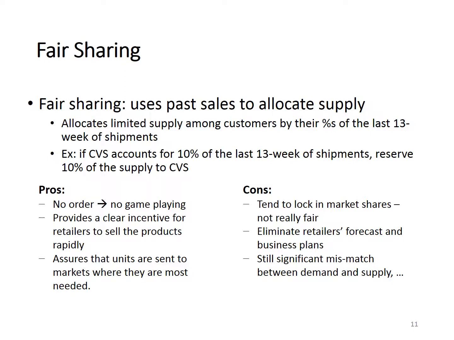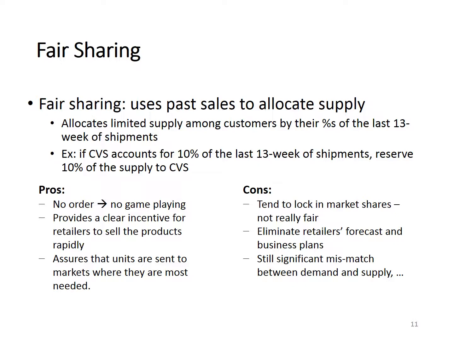The supplier allocates supply among customers by their percentage of the last 13 weeks of shipments. For instance, if CVS accounts for 10% of the last 13 weeks of total shipments to all customers, then the supplier reserves 10% of the supply to CVS. The advantage is that there are no orders, and so no games. The fair sharing allocation rule provides a clear incentive for the retailers to sell more, because they can only get more if they sell more. The rule also likely assures that the supply is sent to the markets where they are most needed.